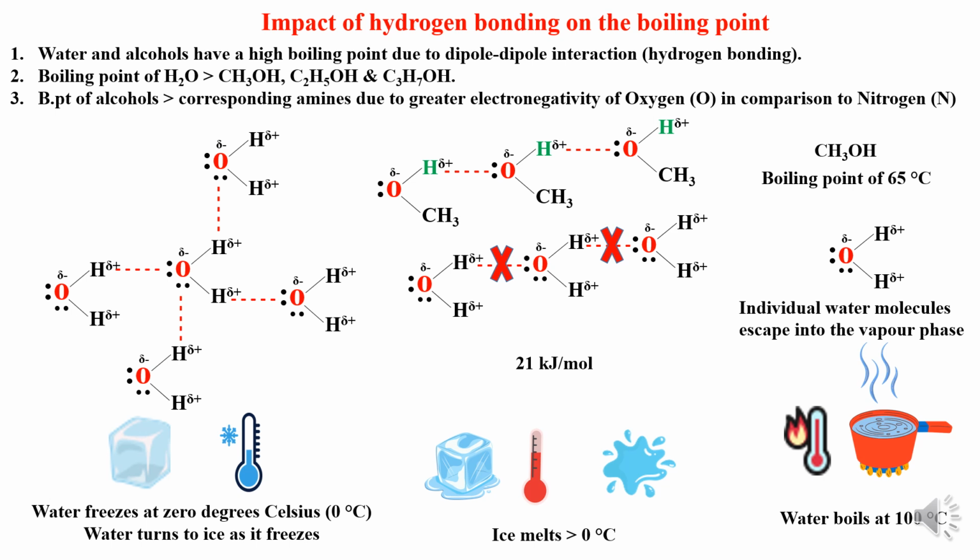So though the bond energy is same, why the difference in boiling point? So the difference in boiling point is because of the extensiveness of hydrogen bonding. So hydrogen bonding is more. The number of hydrogen bonds formed in case of water molecule is 4 as compared to only 2 in case of methanol. So because of the extensiveness of hydrogen bonding in case of water molecule, the boiling point is more as compared to methanol.